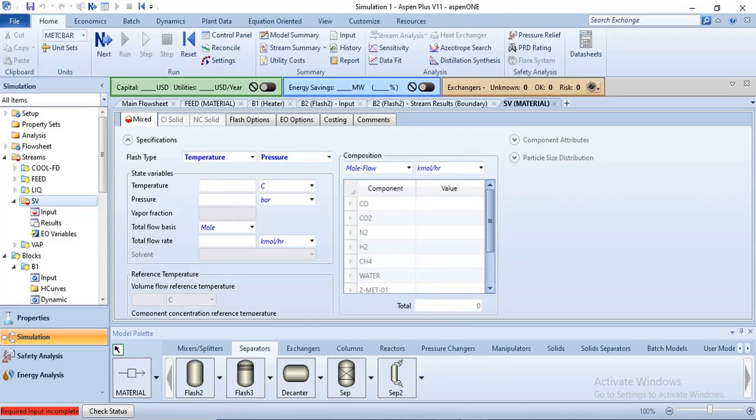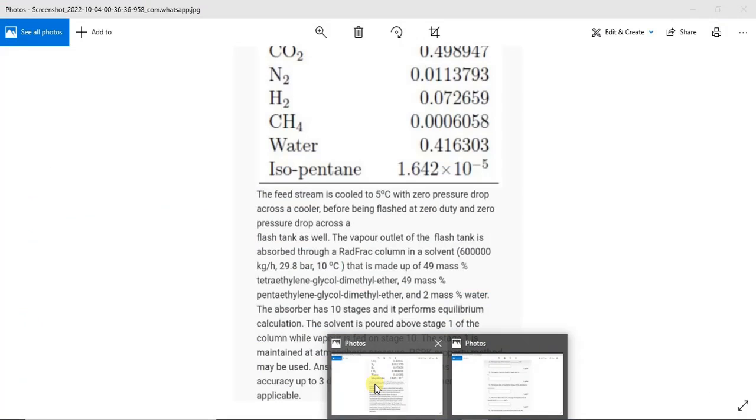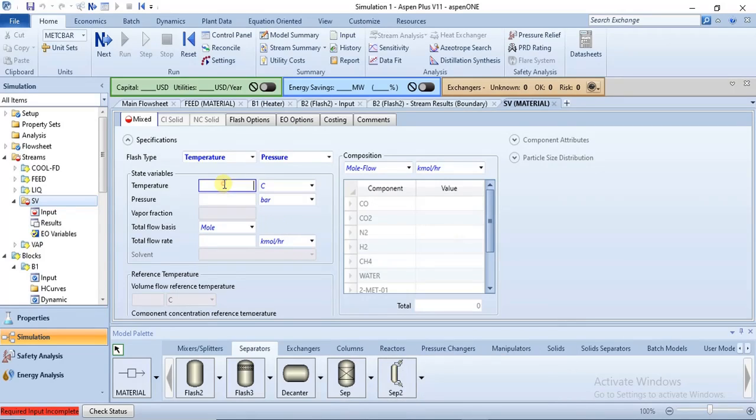Then we will fully specify the solvent. What do you have for solvent? You have 600,000 kg per hour, 29.8 bar, 10 degrees Celsius, 29.8 bar. Then you are changing to mass flow rate. Then you have 600,000, right? Is this right? Yes, that is 600,000.